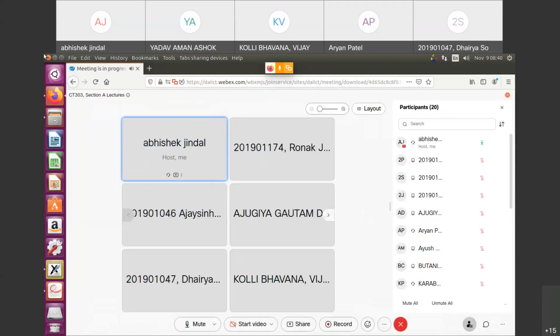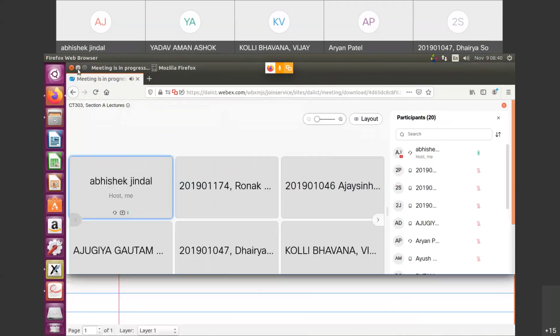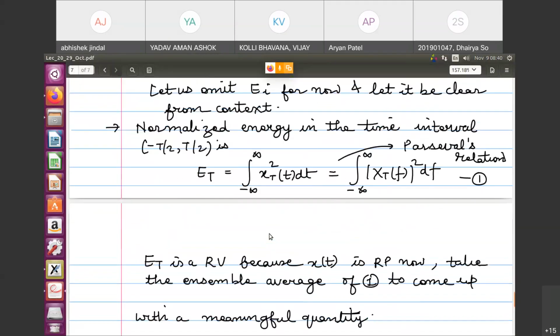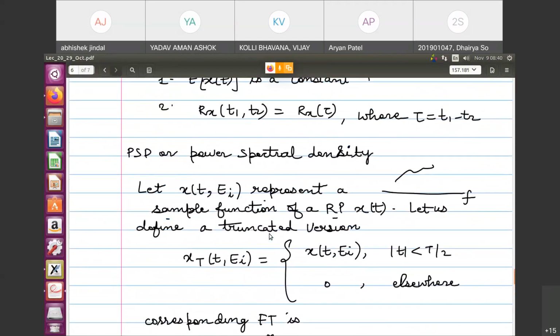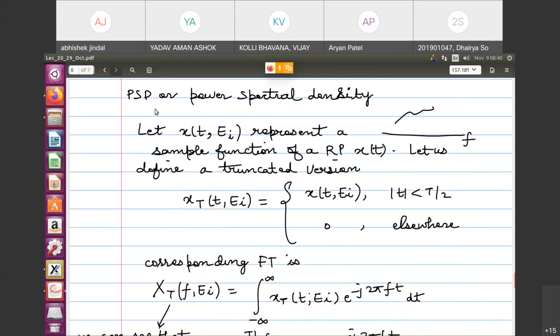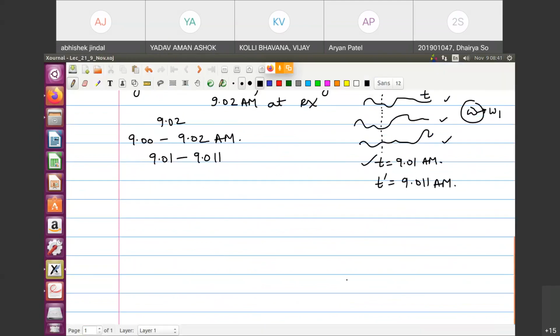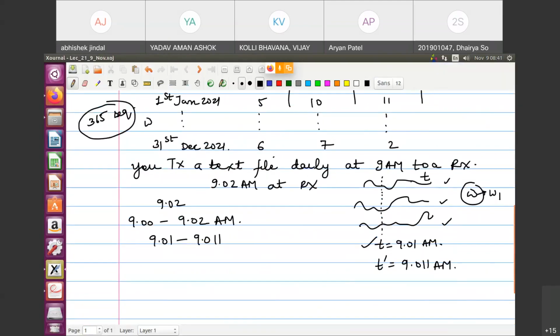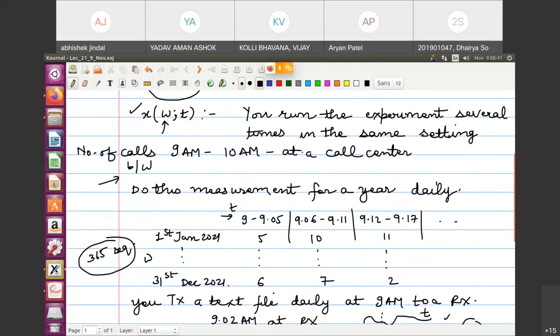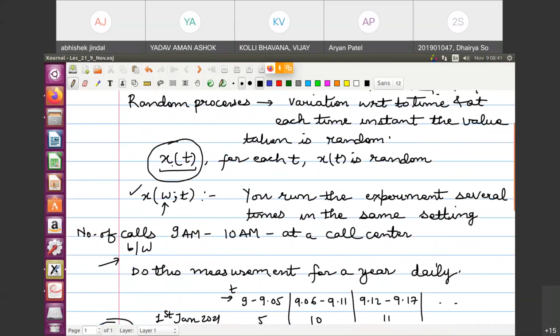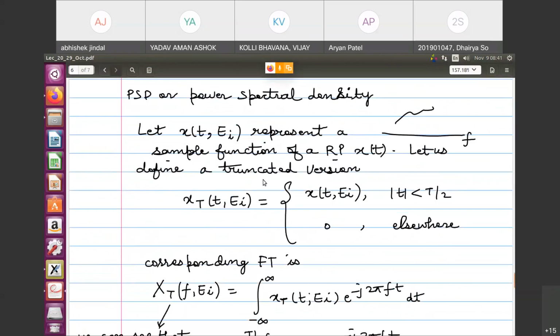Let's see. I think we were here, deriving the power spectral density. We said that let x of t comma e i represent one of the trials. Now if e i is given, this t is a function of time. So this represents the sample function, meaning one of the possible values which x of t will take for whole t. That is the meaning of sample function. So you are saying that this represents a sample function of the random process x of t.